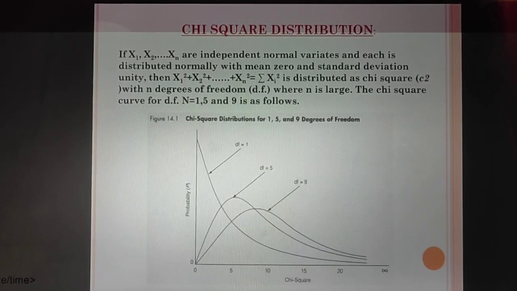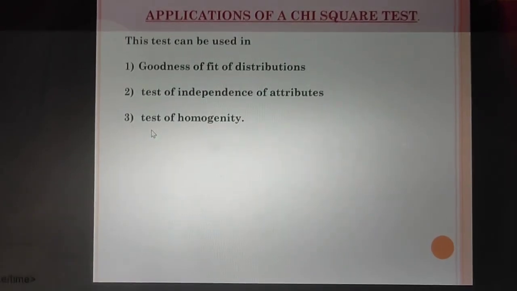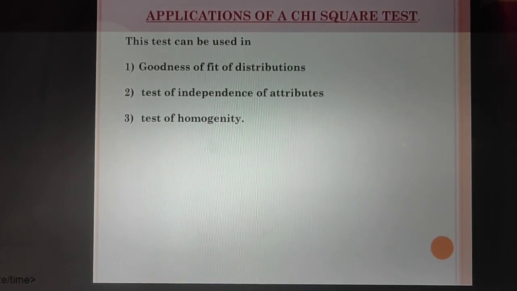Now I am going to discuss the applications of the chi-square test. This test is used for goodness of fit of a distribution, to check the independence of attributes, and for homogeneity in our data. These are the application areas. In the next video I will discuss with an example how we can apply this test to given data to check whether the null hypothesis is acceptable or not.